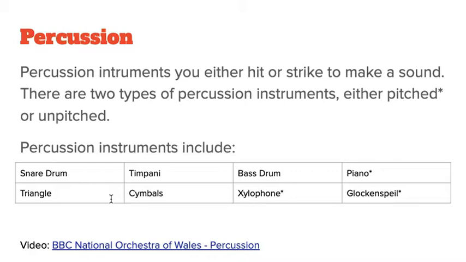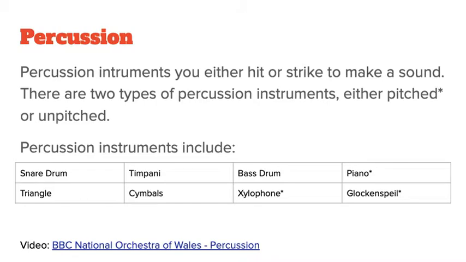You then have percussion. There are so many different instruments, but basically a percussion instrument is something that you either hit or strike to produce a sound. Some examples are a snare drum, a timpani, a bass drum, piano, triangle, cymbal, xylophone, and glockenspiel. There are asterisks around some of these instruments: the piano, the xylophone, and the glockenspiel. The reason is that these are pitched instruments. They actually have different pitches.